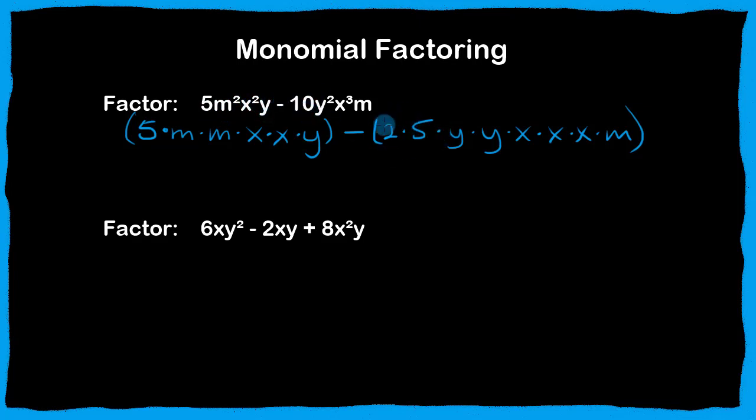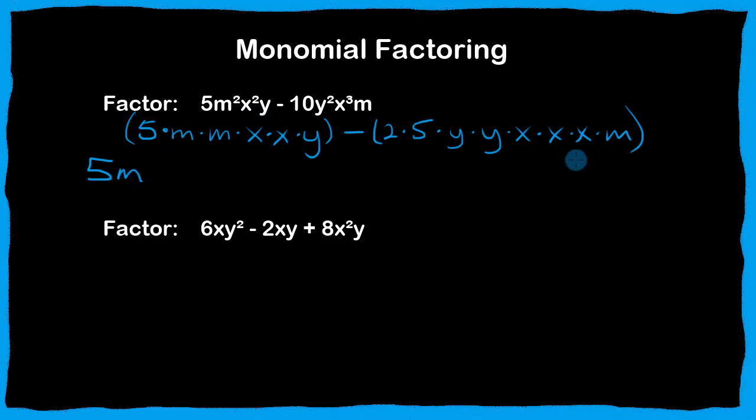So I don't have a 2 in both sets, so I'm going to ignore that, but I do have a 5 in both sets, so my greatest common factor is going to have a 5 in it. I also have some m's over here, and I have one m over here. So the least number of m's that appears is 1. So I'm going to have 1m.